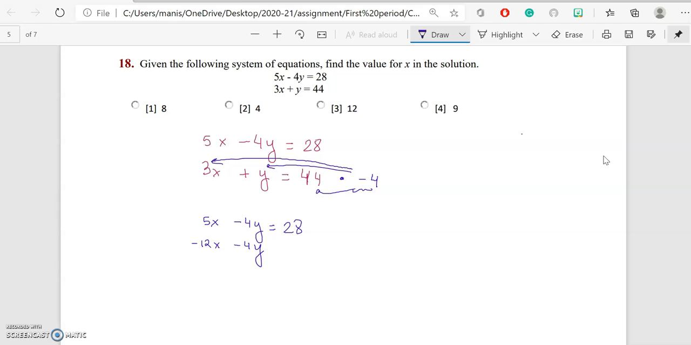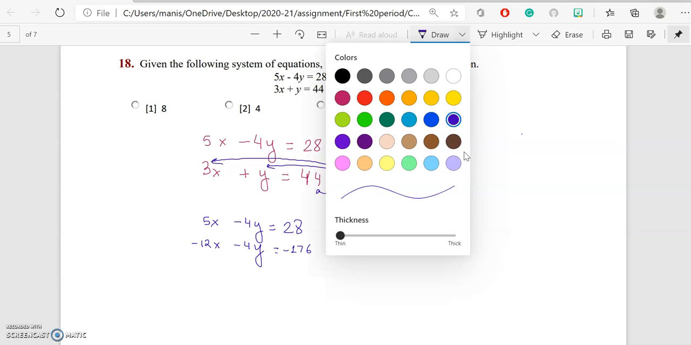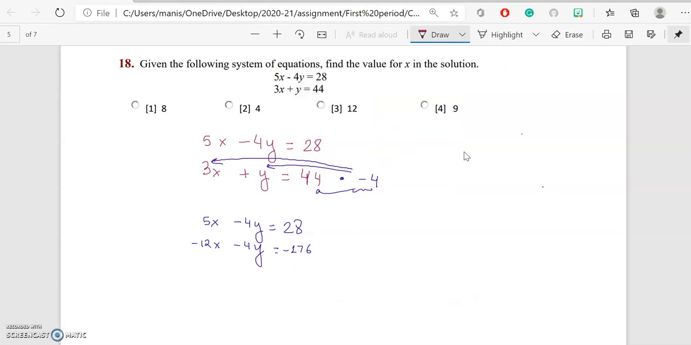negative 4y, and this is 44 times negative 4. When I multiply those, I end up with negative 176. Now I have to add these. Okay, no, I have to subtract because the signs should be different. So I can change the sign over here to plus. This will change to plus, and this will change to plus.